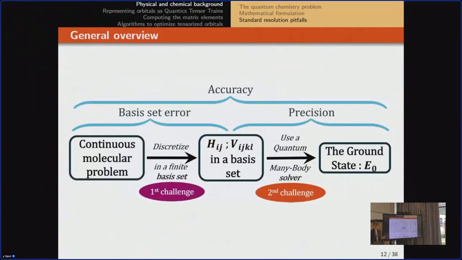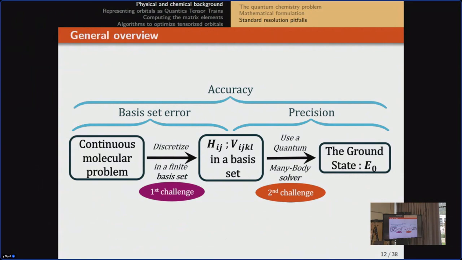A way to see it in another manner is that we saw that there were two challenges. First, discretization. The choice that we make for discretization will lead to what we call basis set error, which is really inherent to the quality of the basis set. Then, the solver that we choose will lead to precision error, how close we are to the optimal state in this subspace. And the combination of these two errors gives the accuracy.